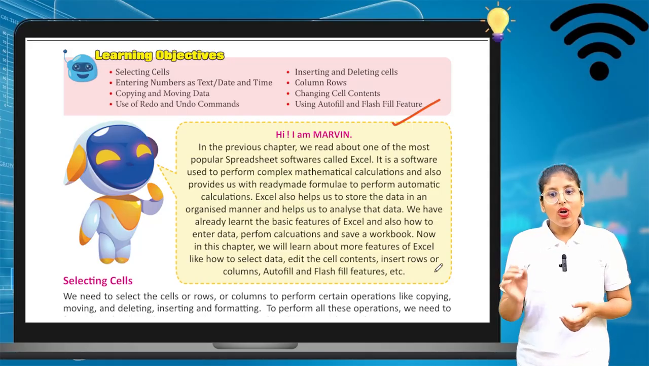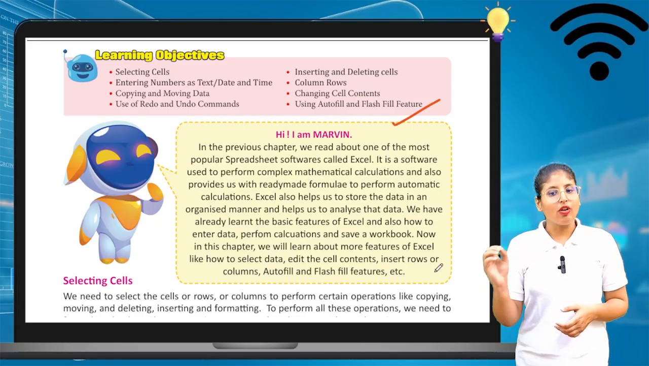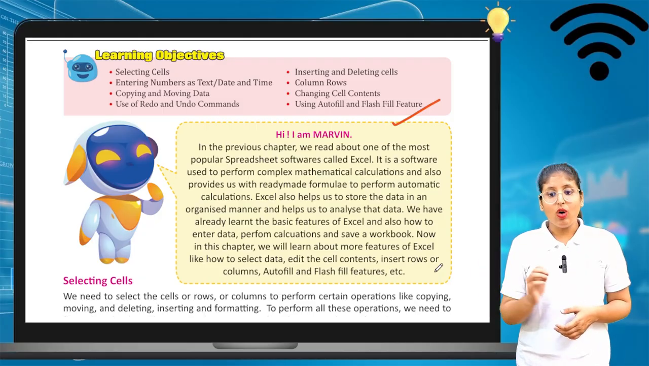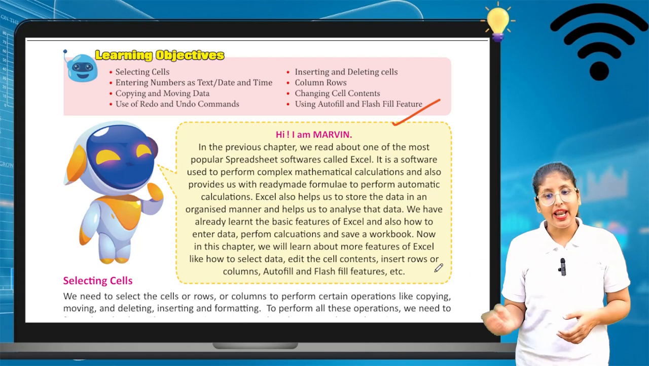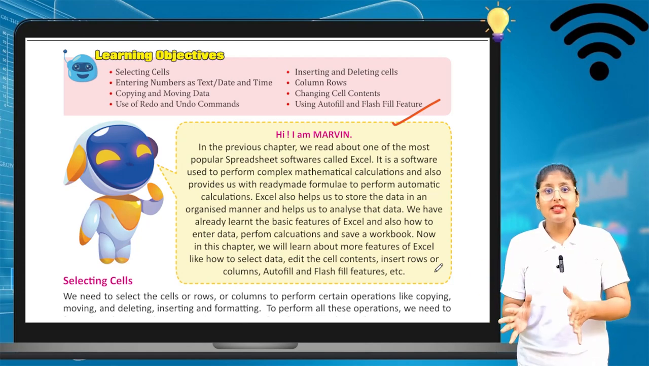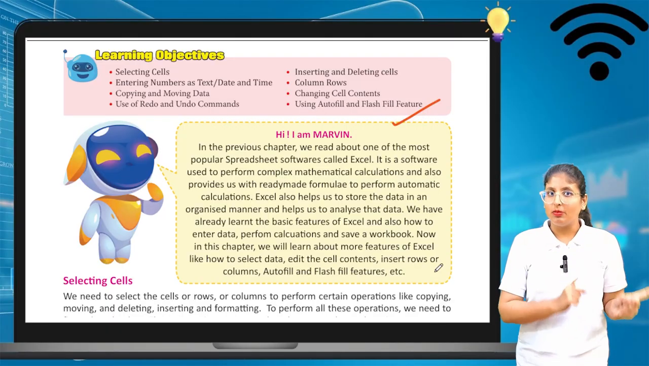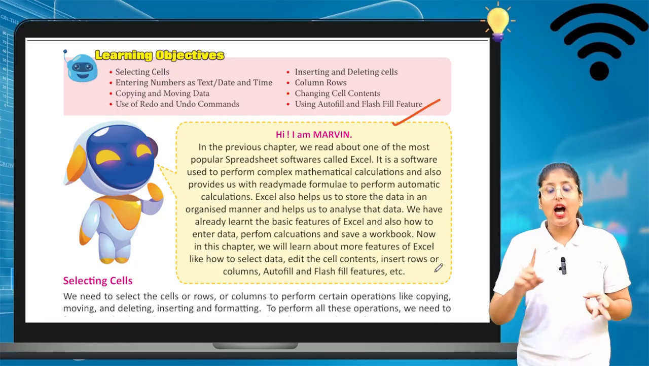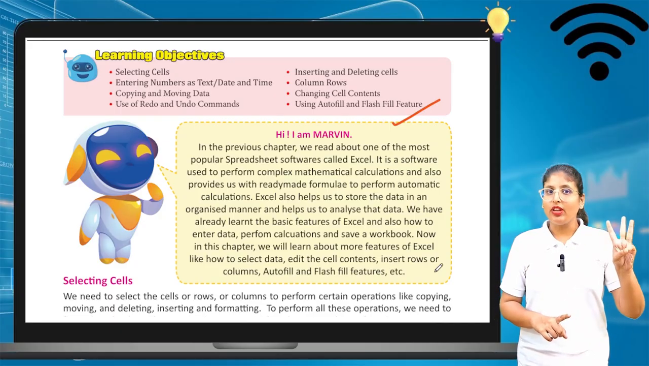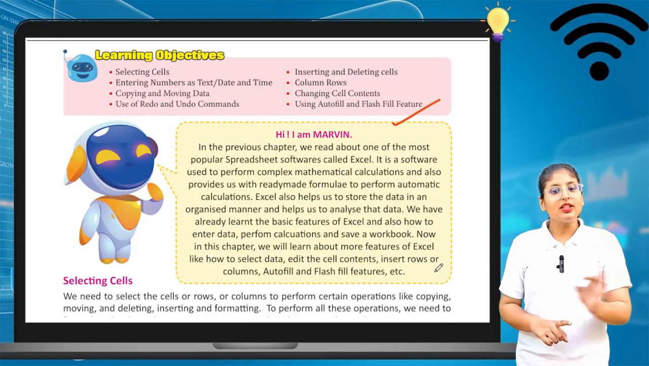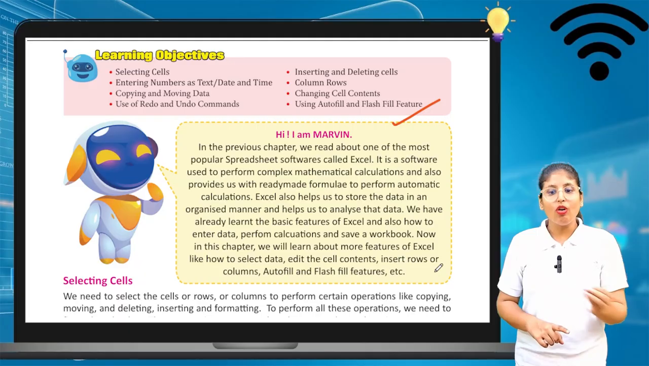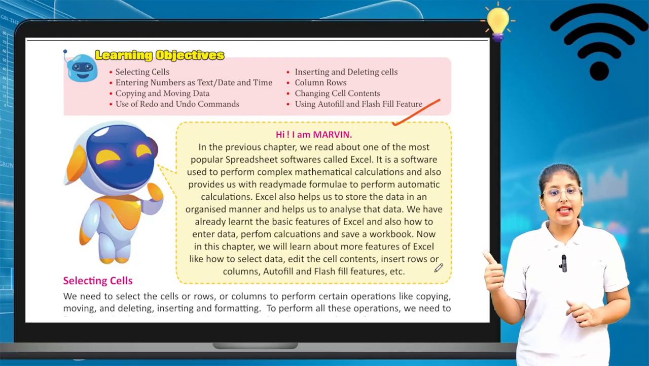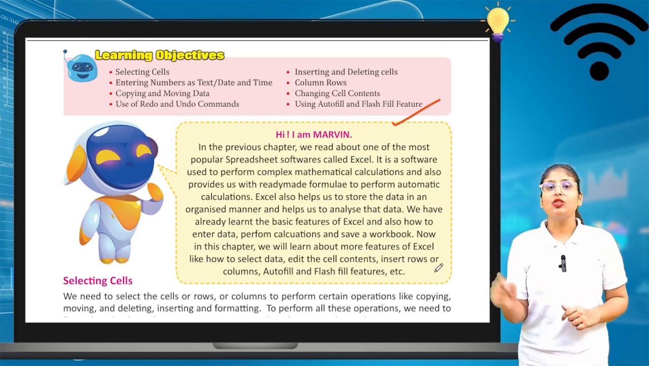We have already learned the basic features of Excel and also how to enter data, perform calculations and save a workbook. These things we already discussed in chapter number 4: how we can enter the data in a sheet, how we perform calculations, how we save the work. These 3 things are already discussed. Now in this chapter, we will learn about more features of Excel, like how we select data, edit cell content, select rows, columns, autofill and flash fill features. These things are not covered in the previous chapter.